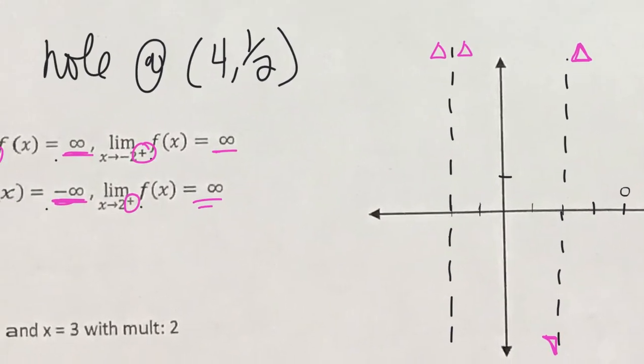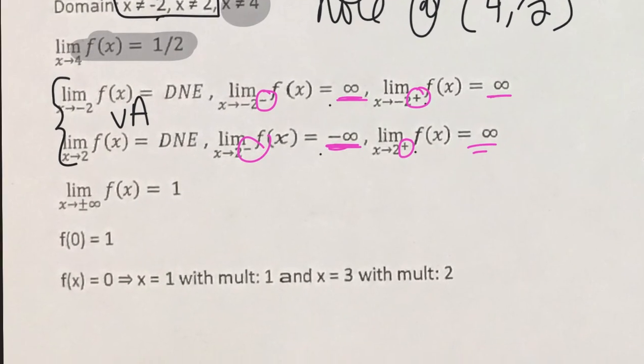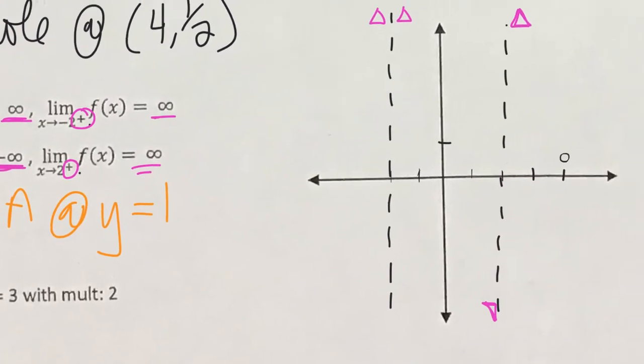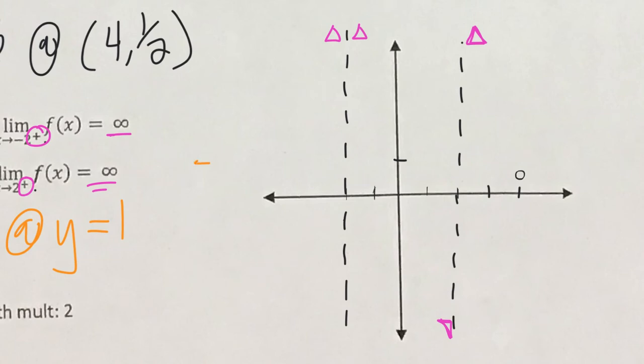Now it's looking a little strange. We have a horizontal asymptote, limits to infinity. So our horizontal asymptote at y equals 1. So we can go ahead and put that in here.